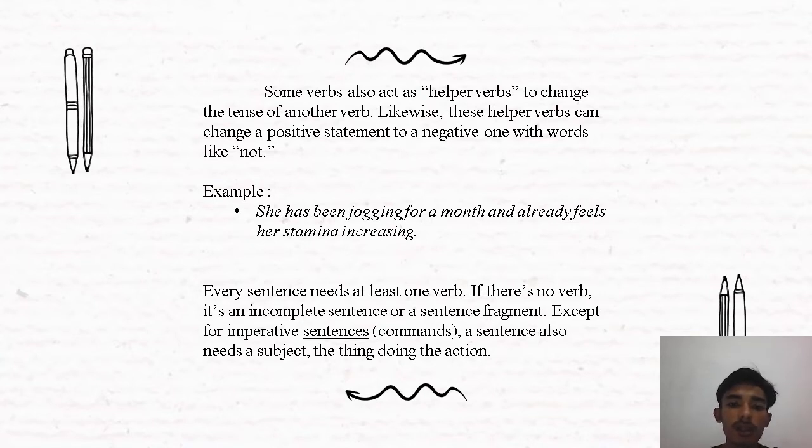Every sentence needs at least one verb. If there is no verb, it is an incomplete sentence or a sentence fragment, except for an imperative sentence or command. A sentence also needs a subject, the thing doing the action.